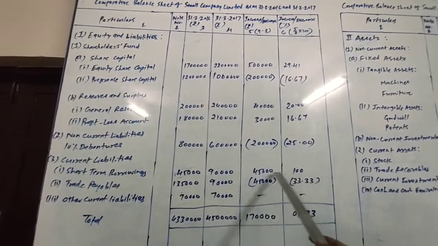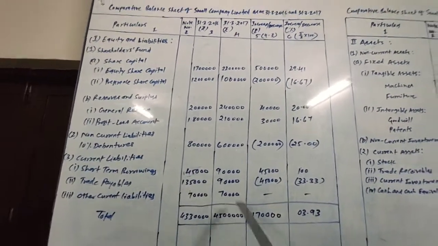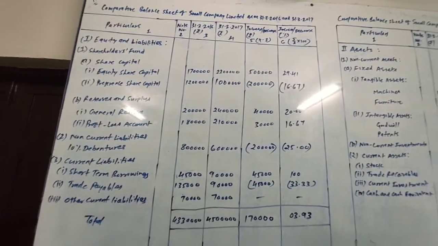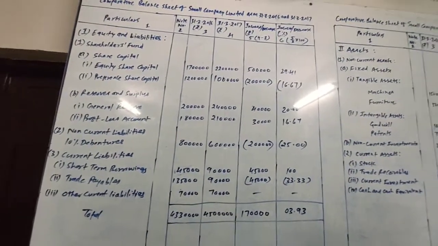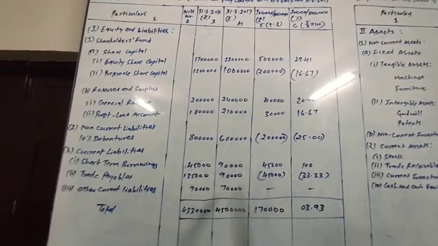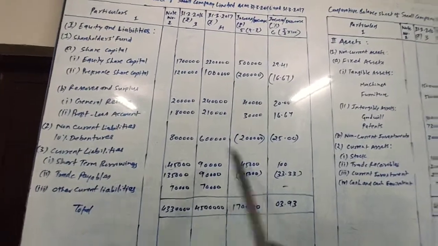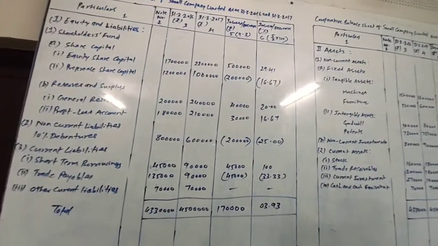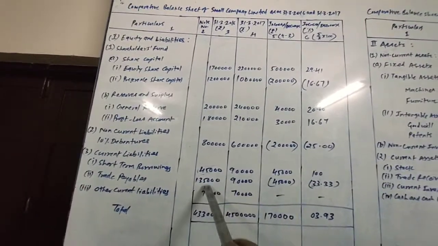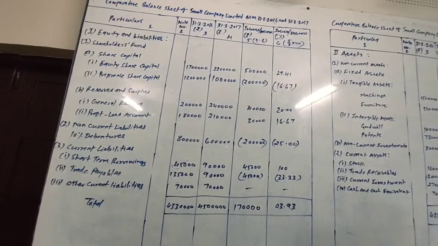So 100 here, 45,000 divided by 45,000 into 100. Then trade and payables, it is given 1,35,000 in the year 2016 and 90,000 in the year 2017. When we find the difference, we can see that there is a decrease of 45,000. So I have written this in bracket. And when we convert this in percentage, 45,000 divided by 1,35,000 into 100, we get 33.33.